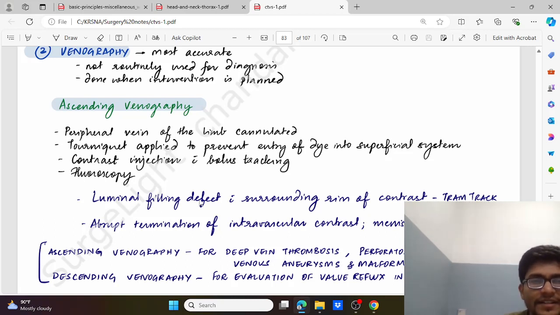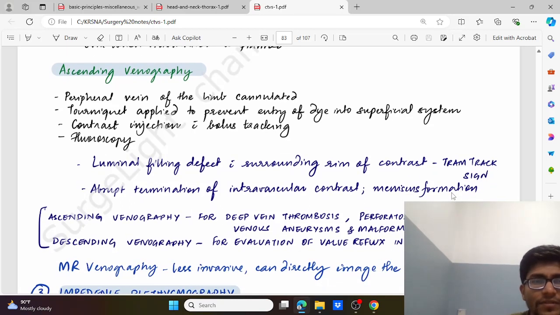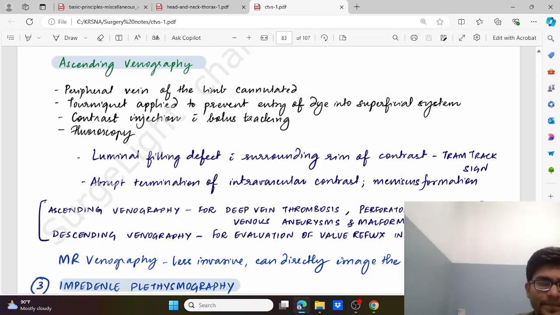Then a luminal filling defect surrounded by a rim of contrast, that is the tram track sign, will help us in giving the picture, and abrupt termination of intravascular contrast, that is meniscus formation. This will give us the picture of DVT. Ascending venography is commonly done for DVT, perforator incompetence, venous aneurysm, and malformation, whereas descending venography is done for valve reflux in the superficial and deep veins.